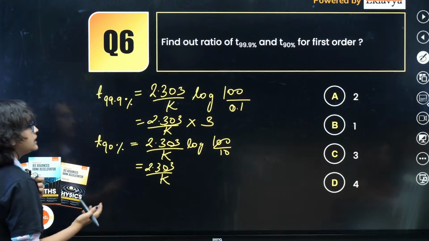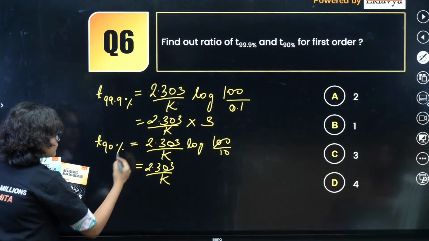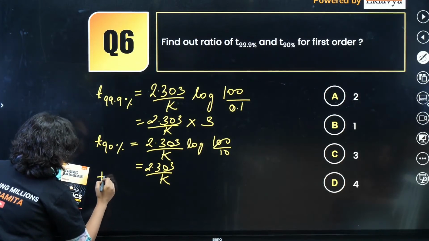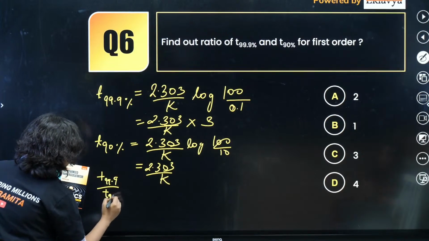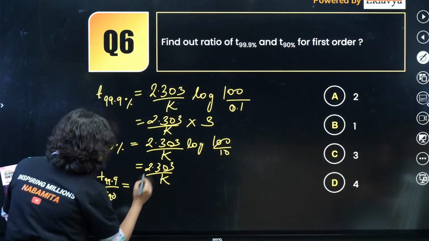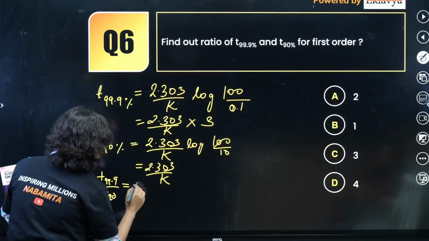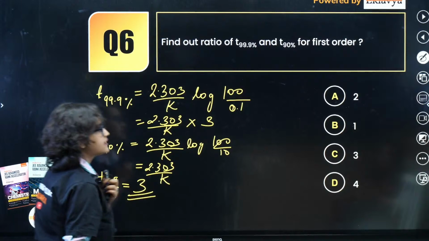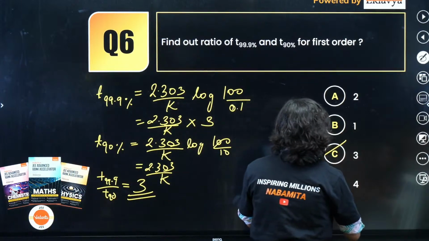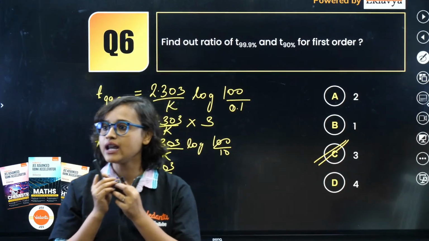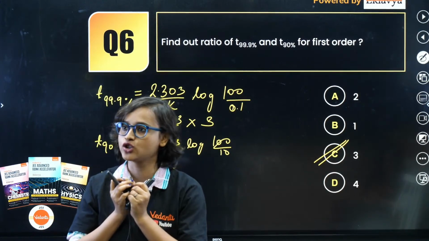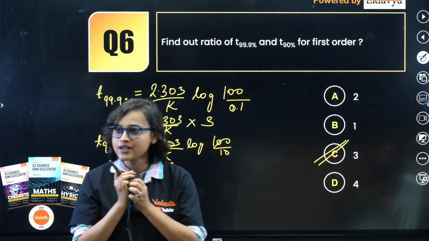Now what do we need? We need the ratio, everybody. So since we need the ratio, T 99.9 divided by T 90 is equal to, you know, this and this will be cancelled. So that means only 3 will be the answer. I hope that you have got this answer. Was it option C? Was it 3, everybody? It should be C, not D at all. It has to be option C.